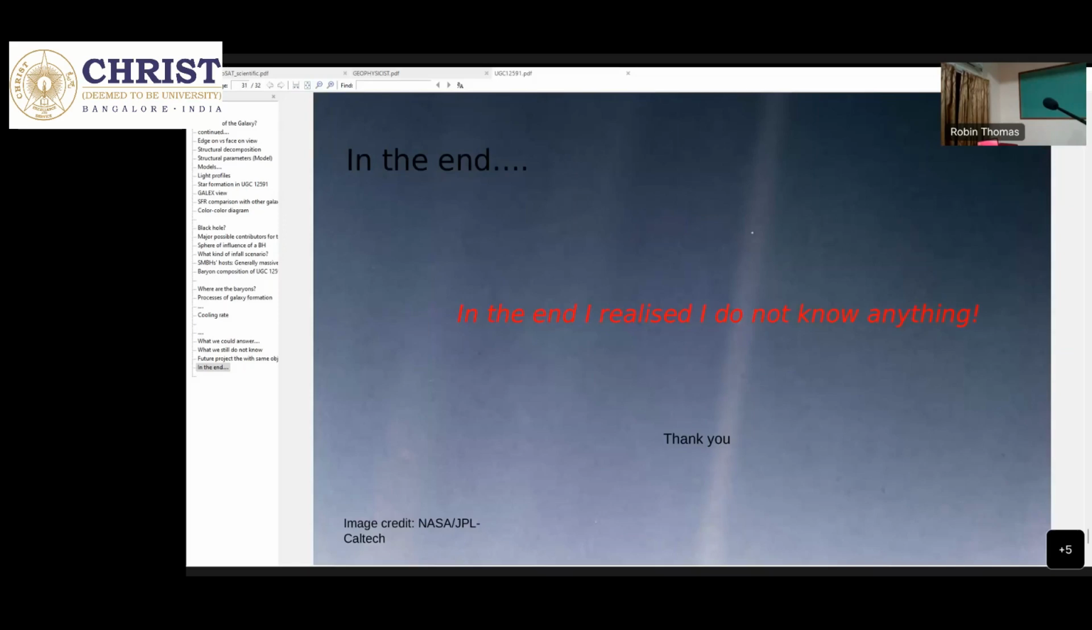How big is this X-ray halo compared to the diagram? They detected it up to 80 kpc. From the center it is extrapolated up to 80 kpc, I think. And that's about 3 times.